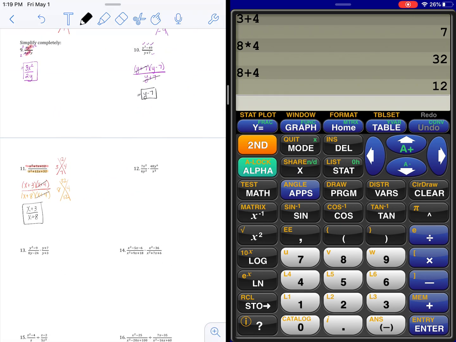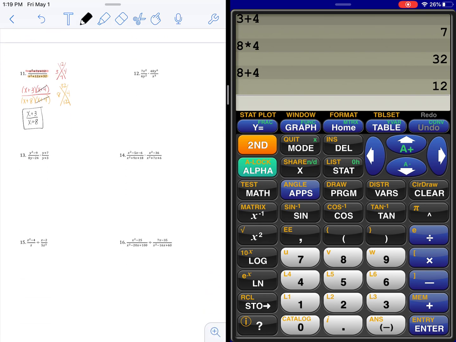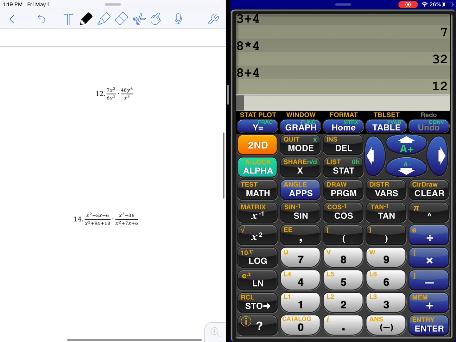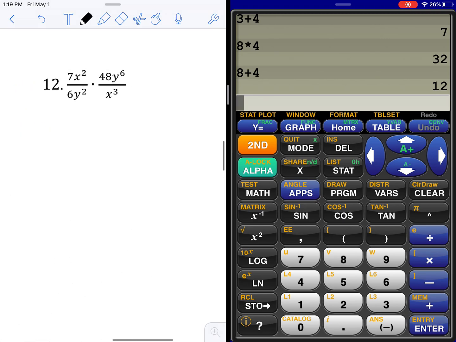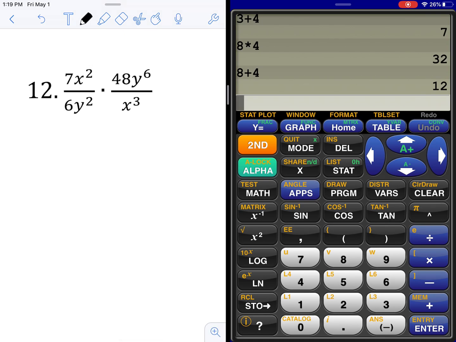All right, the next part of your test is multiplication. So that would be like 12, 13, and 14. And then we'll finish with 2 division problems. So number 12, you don't have to factor. You can simply just cancel. So I'm going to give you a little bit of a shortcut here. You could go 7 times 48 divided by 6 in your calculator.